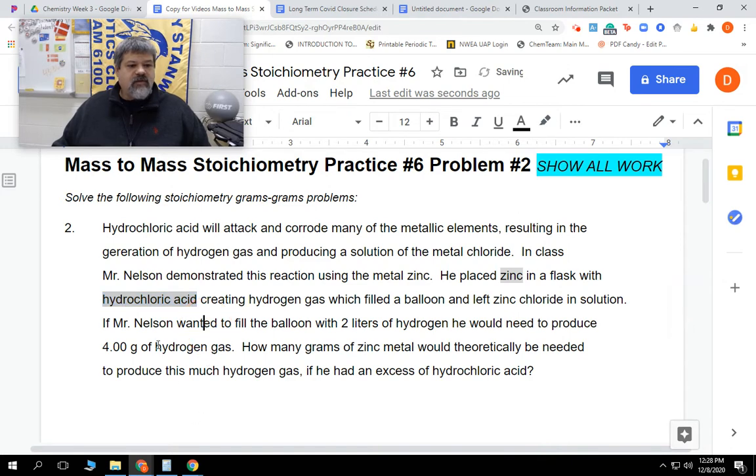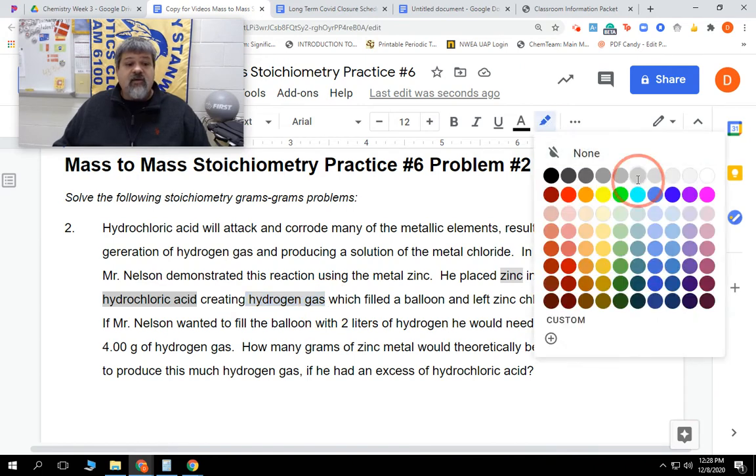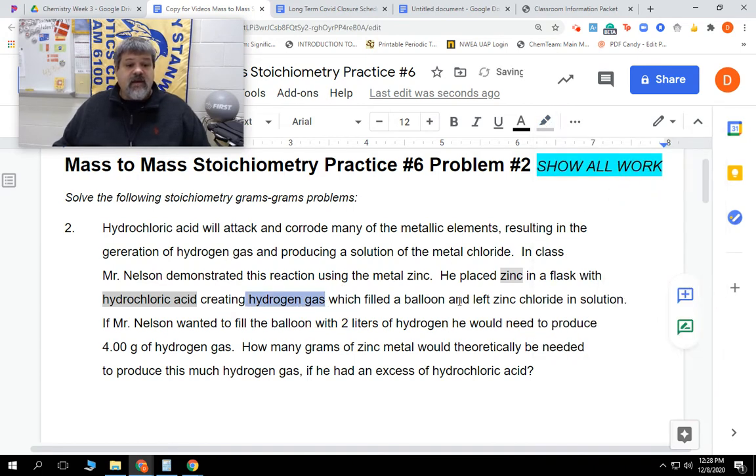So we put those two in there, and he created hydrogen gas. So we'll highlight that. That's what he created, which filled the balloon, and he left zinc chloride. So zinc chloride was in solution. So there's our last one. So we have zinc and hydrochloric acid created hydrogen gas and zinc chloride. So let's go down to our skeleton equation.